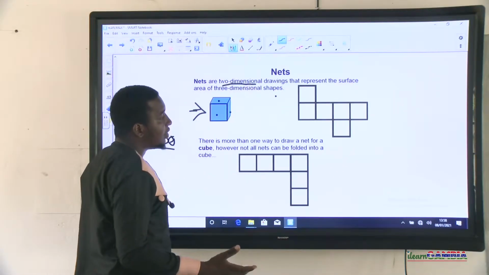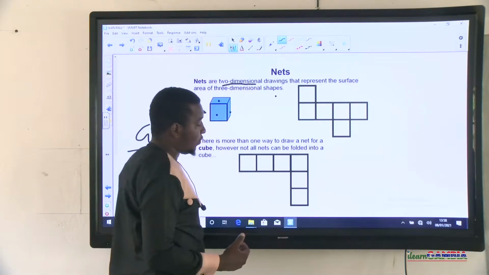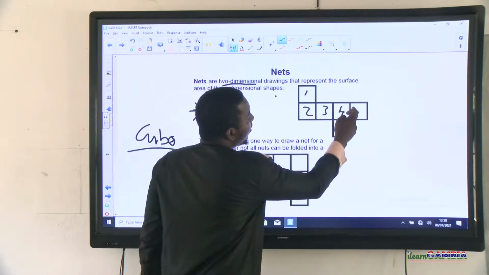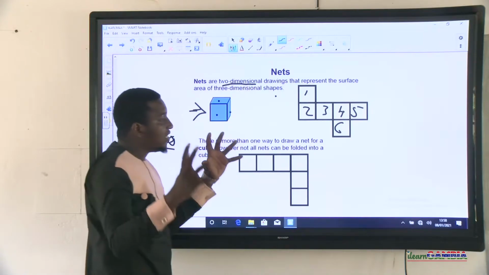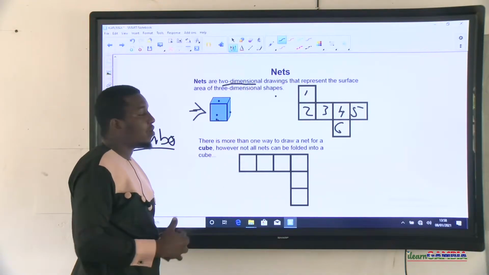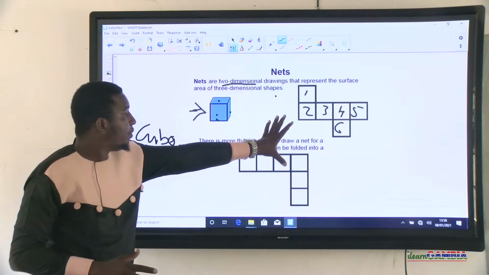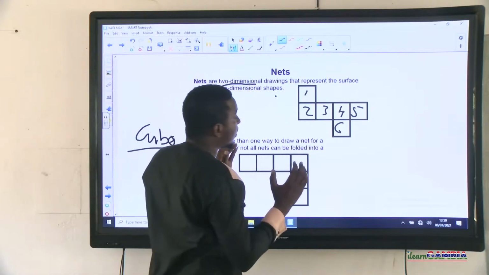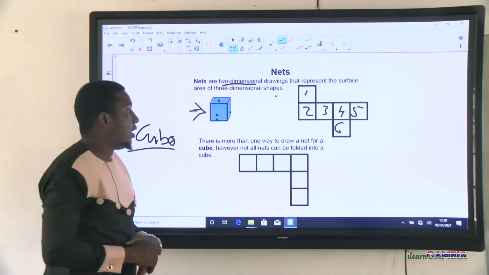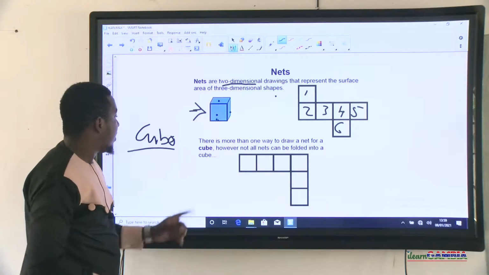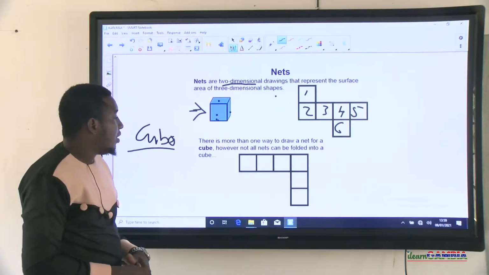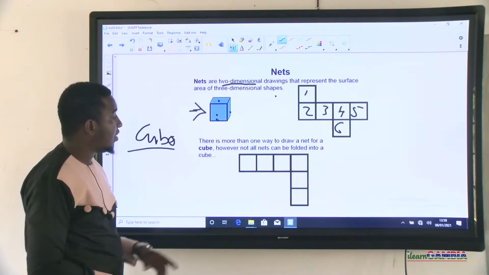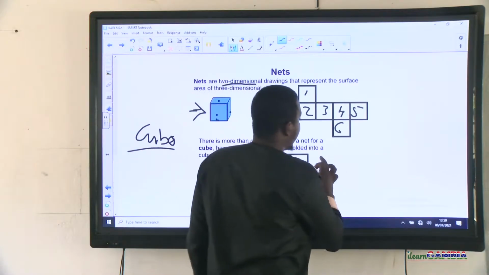You're going to have many nets depending on how you position them. In this case, you realize that this is 1, 2, 3, 4, 5, 6. Now when you bring all these planes together, they form a solid shape. Each plane here represents one face. There is more than one way to draw a net for a cube. If I want to draw it, I may have it this way.